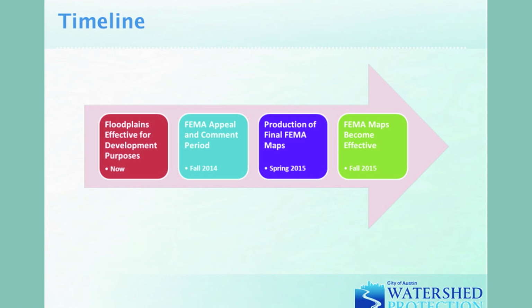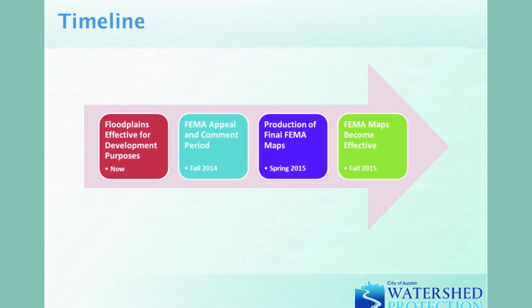So the FEMA appeal and comment period is a point where we will produce what's called preliminary FEMA maps, and we'll distribute those to the community. We'll have them at libraries, we'll have them here, or we'll have them online for people to see them. And we'll also be sending another notice. You'll get another postcard in the mail probably from us saying the appeal comment period is coming up. The appeal comment period is the time when the public can submit appeals or comments about the new FEMA maps.